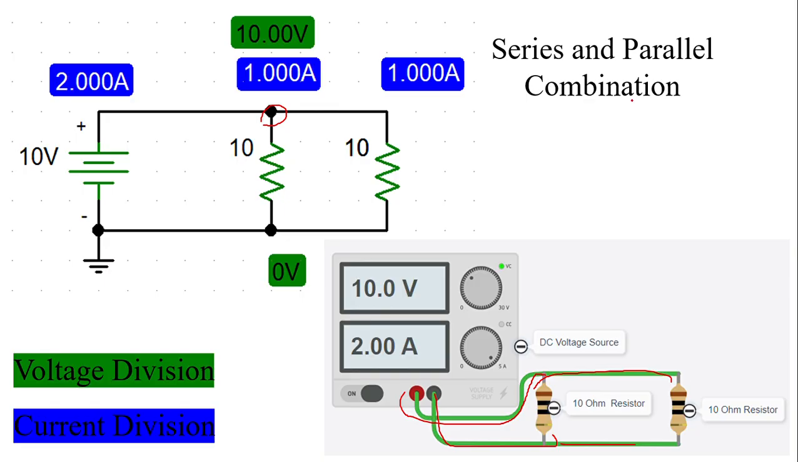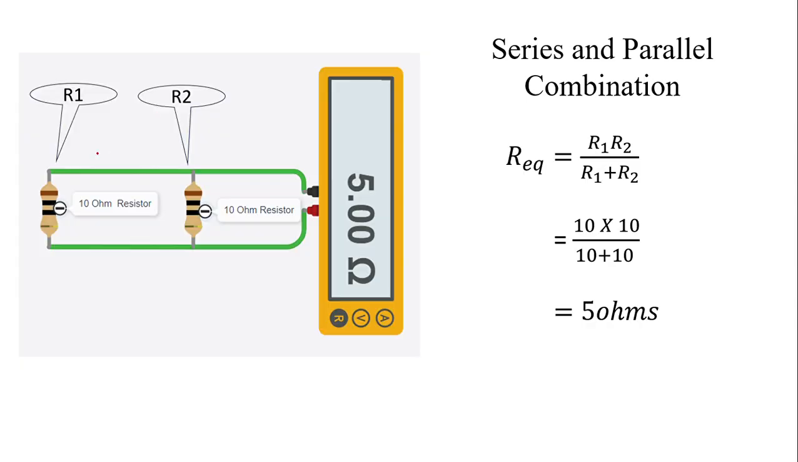In parallel circuits, if two components are in parallel with each other, we use the formula R equivalent equals R1 into R2 by R1 plus R2. If this is R1 and this is R2, the value of this is 10 ohms and this is 10 ohms. 10 into 10 by 10 plus 10, that is 5 ohms. Like this, the equivalent resistance can be calculated.